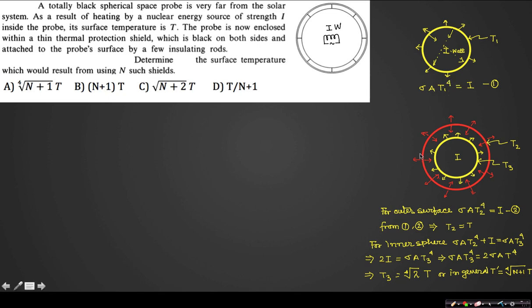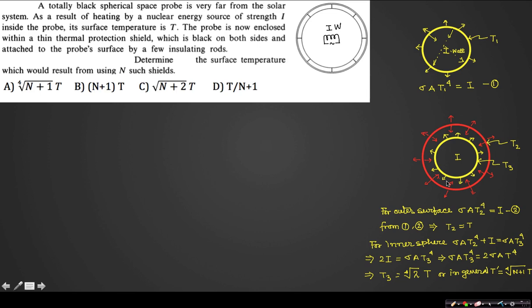Now come to the next case, when I have enclosed that spaceship with a thin shell. Remember, I have drawn the radii to be different, but the enclosing shell is very close to the spaceship, so that the radius of both of them we can assume to be the same.